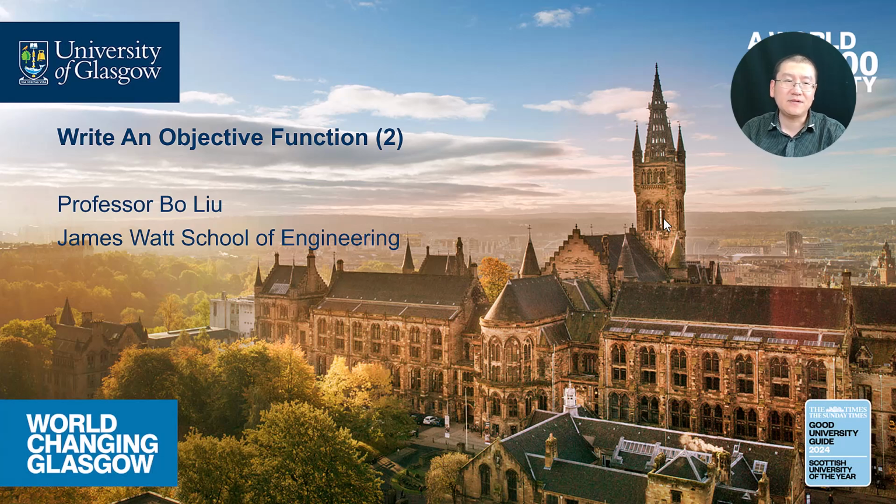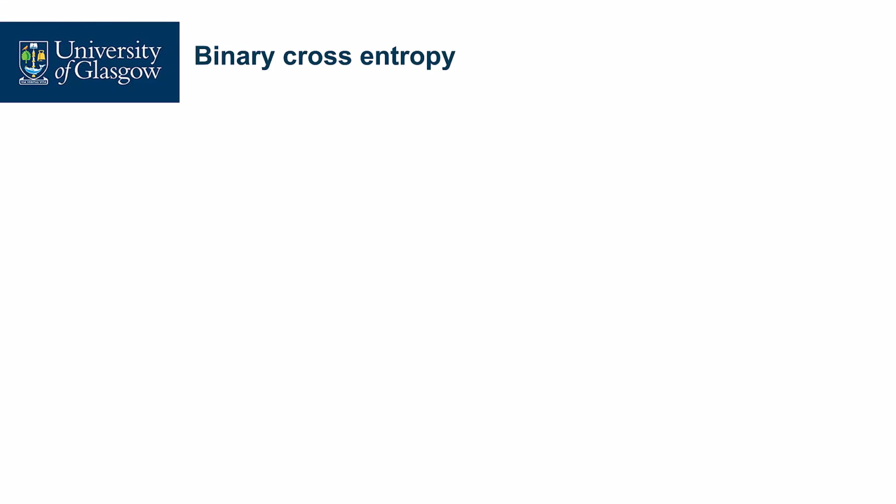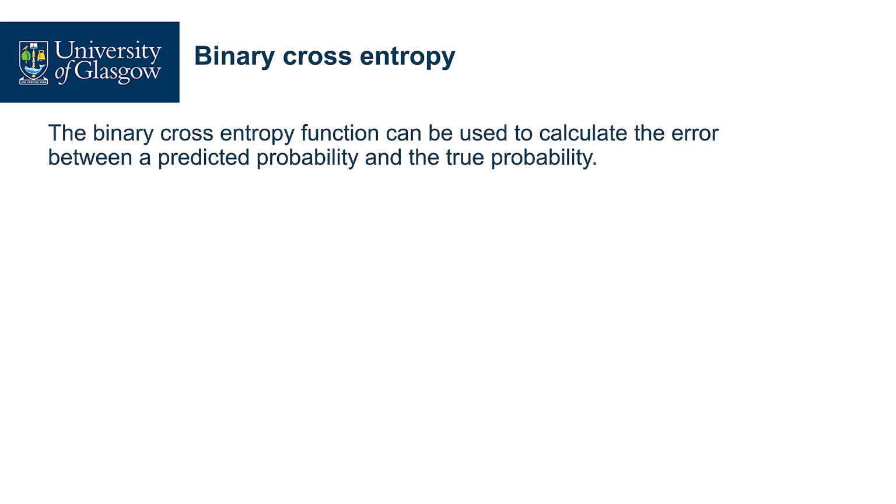So in this session, we will continue the last one, write objective functions. In this session, we will write the binary cross-entropy function. So what is binary cross-entropy? This is also a function to calculate the error between a predicted probability and the true probability.